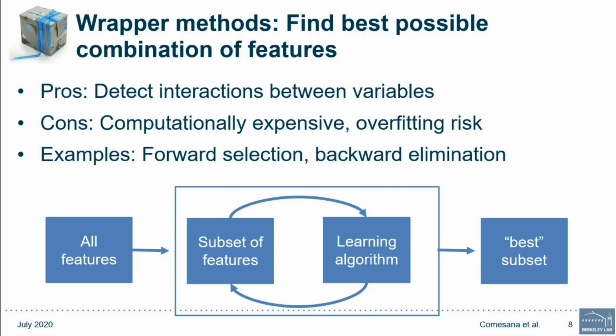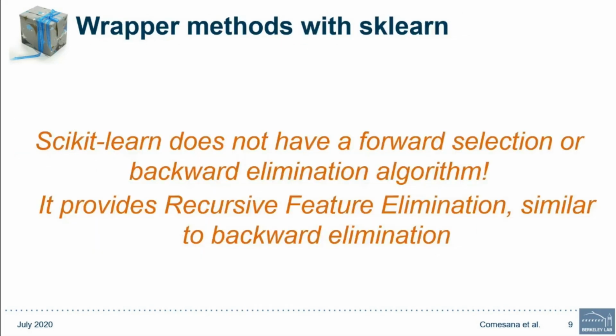Now, these sound great, however, they do have their limitations beyond how computationally expensive they are. For example, forward selection can add a feature that was initially useful but no longer useful after adding some other features in. And with backward selection, it could happen the other way. Now, scikit-learn doesn't seem to have a forward selection or backward elimination algorithm, but it does provide recursive feature elimination, which is a greedy algorithm, much like backward elimination. And we will talk about recursive feature elimination a little bit later in the presentation.